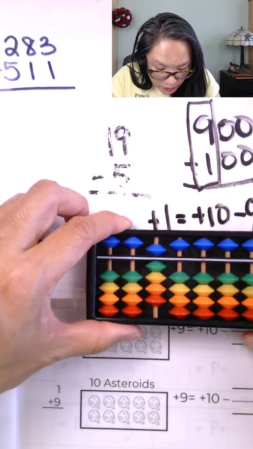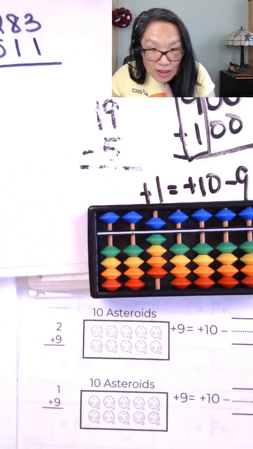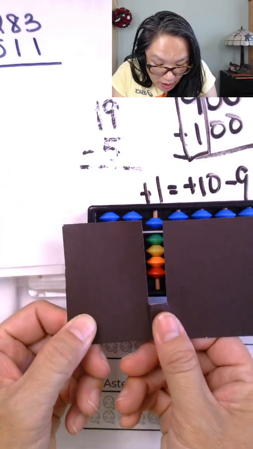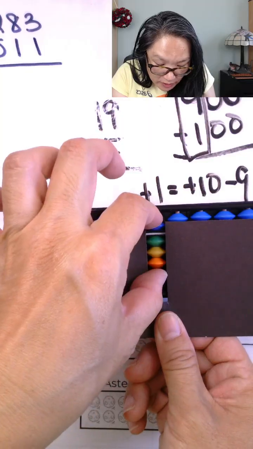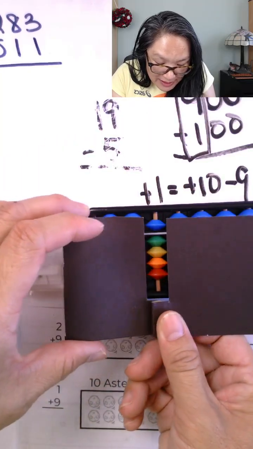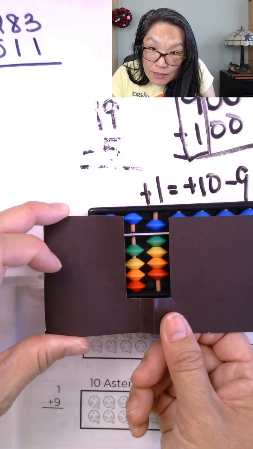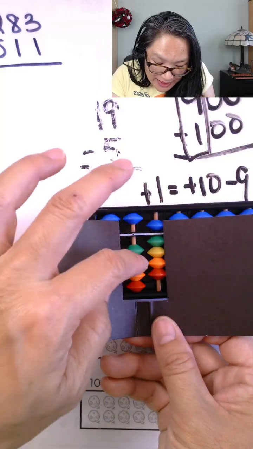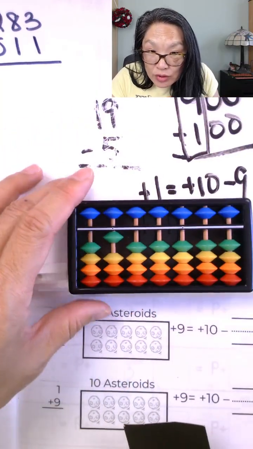So what am I going to do? I'm going to plus the 10. I only look at the column like this. I want to plus the 9 here. I'm sorry, I plus the 1 here. To plus the 1, it's plus the 10 minus the 9. So I'm going to plus the 10 and I take away the 9. So then my final answer is 1,000.